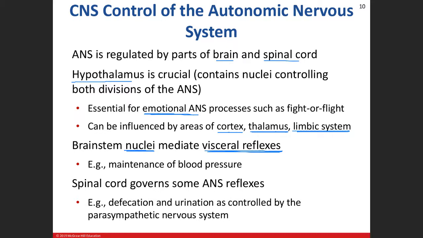Or the digestive system. How you handle eating, and then knowing when it's time to stop eating. How do you know when it's time to pee? How do you know when it's time to poop? Those are all visceral reflexes.